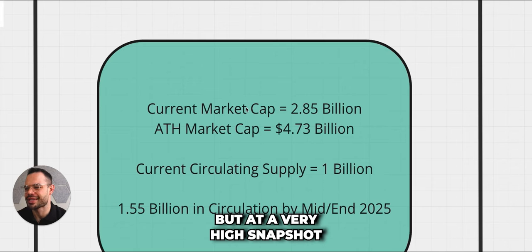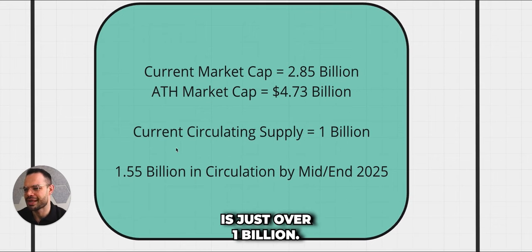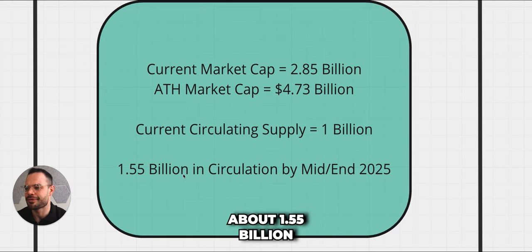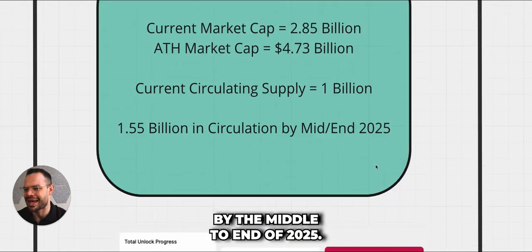But at a very high snapshot, we can see that the current market cap is 2.85 billion, down from all-time highs just a few weeks ago of 4.73 billion. The current circulating supply is just over 1 billion. However, we do expect that to grow to about 1.55 billion Optimism tokens by the middle to end of 2025.